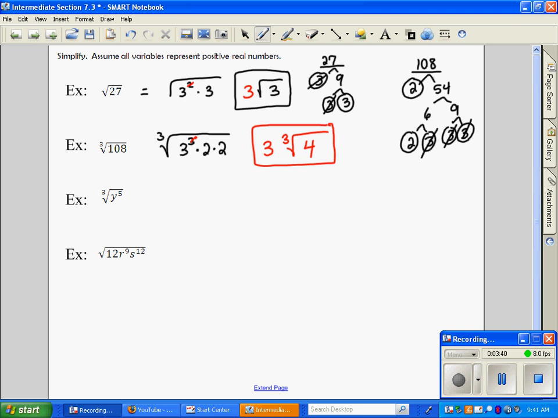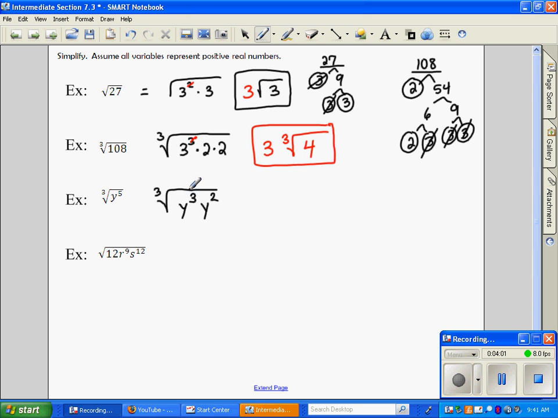Okay, so now we look at one with a variable. So I want to rewrite this as y to the 3rd. After I use up 3 of them, I have 2 of them left over. I chose to write this as y to the 3rd because I'm trying to target my index. I know that if I can make at least one of the exponents match my index, I can simplify it.